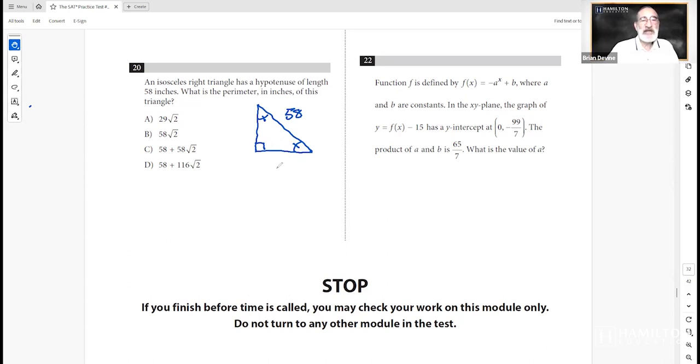If I divide 58 by root 2, I get the leg length according to the reference at the front of every math section. The leg length times root 2 is the hypotenuse length. So the hypotenuse length divided by root 2 is the leg length. And those two guys are the same length. And we want to know the perimeter of this particular triangle. Well, it's got to be 58 plus the sum of the two legs, which is 58 root 2. Well, that's C. And that's the correct answer.